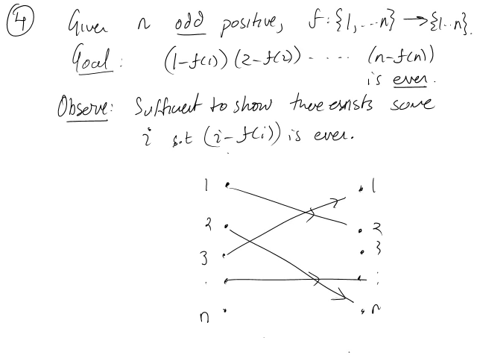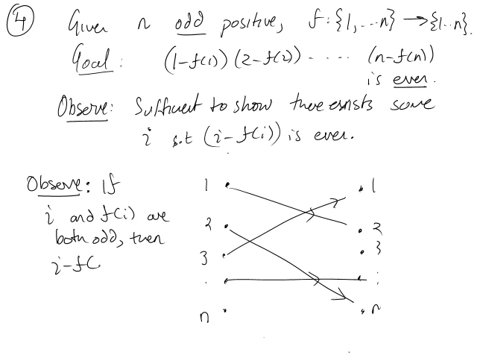So here you want to use again this fact that this number is a difference, right? When is a difference of two numbers even? Well, it's even if they're both odd or if they're both even, right? So observe, if i and f of i are both odd, then i minus f of i is even. So if you can find an odd number that gets mapped to an odd number here, you're done. Okay, so now my goal is to show that there's some odd number that gets mapped to another odd number.